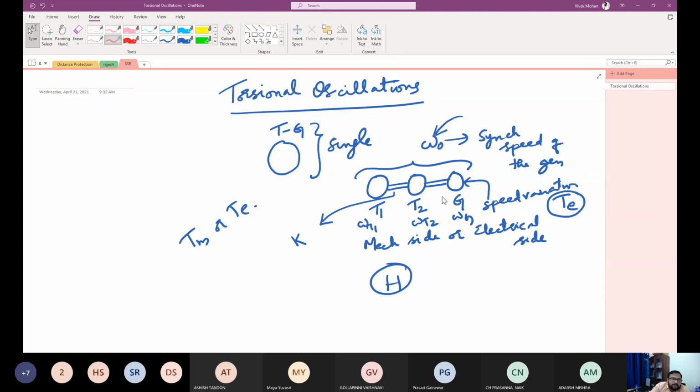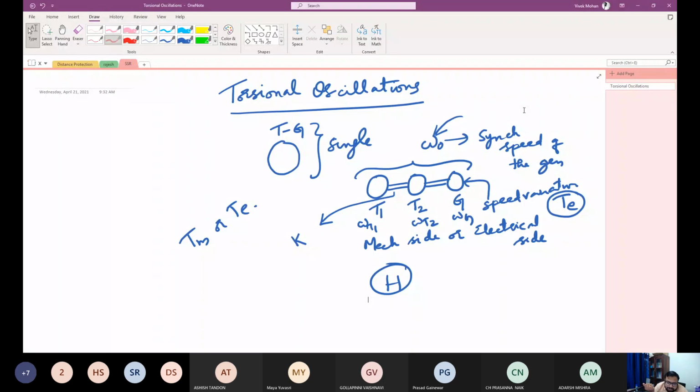Mode shapes in the sense, we have to study the mode shapes of oscillations. To study mode shapes, we have to do some modal analysis. You might have already studied modal analysis in voltage stability. So we have to do modal analysis to understand which shafts are most affected and which are less affected. It depends on the disturbance, on the masses, on the hysteresis of the shaft. Several things are there. So we'll see that in detail.